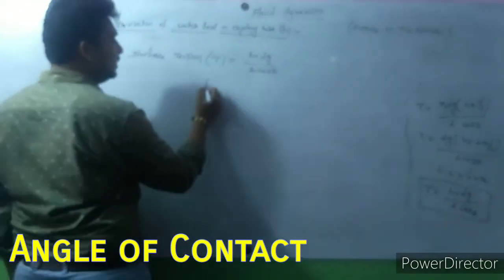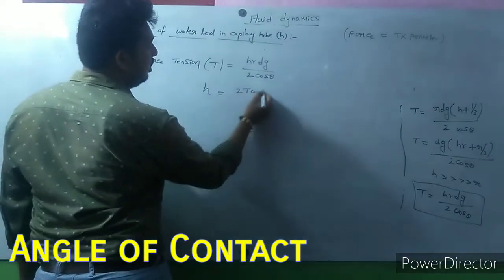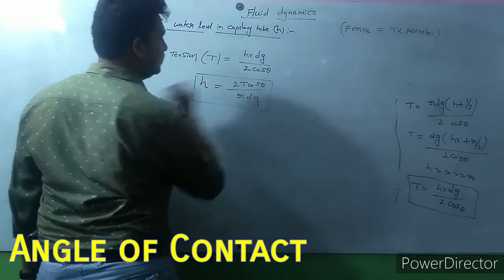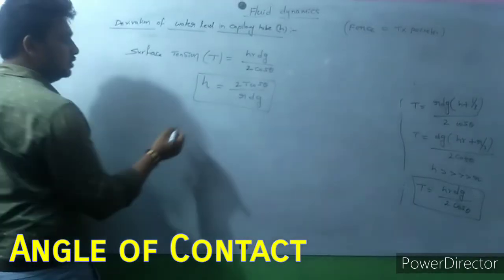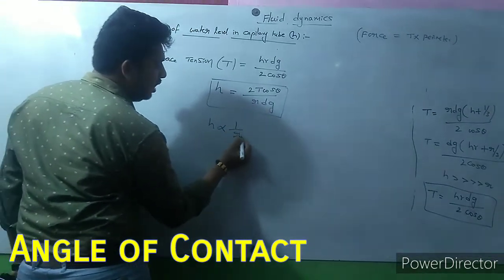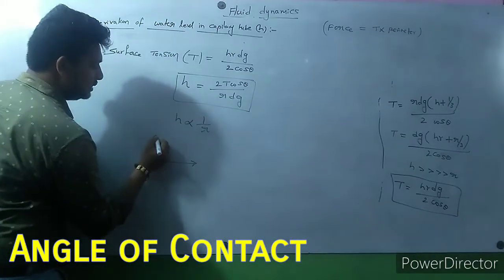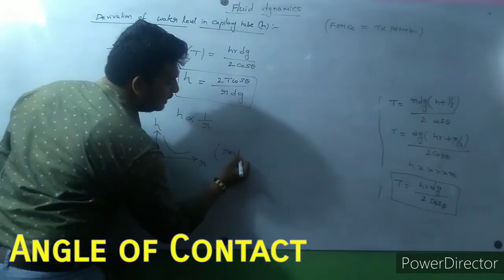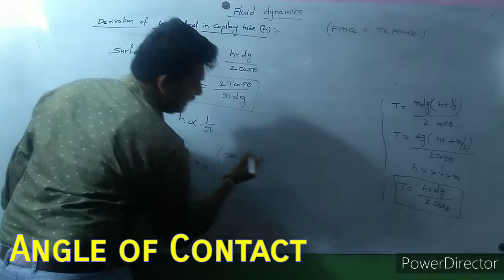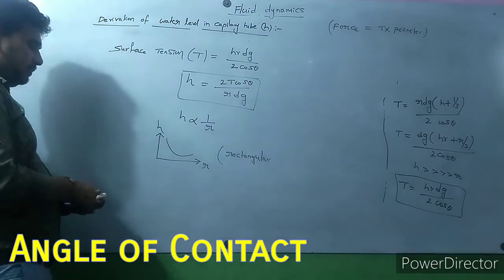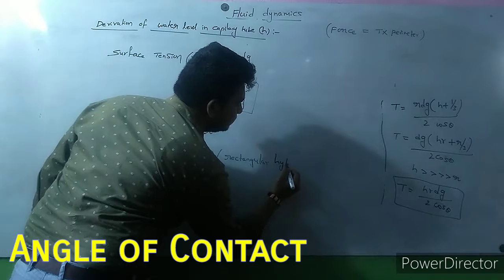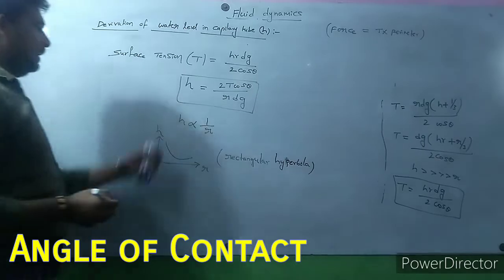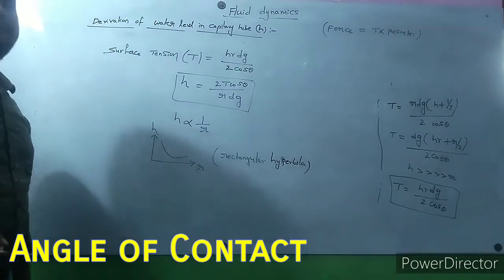So from this, h is equal to 2T cos theta by r d g. Okay, try this in a calculator. From this, h is inversely proportional to r. If you draw this h versus r diagram, we get a rectangular hyperbola.